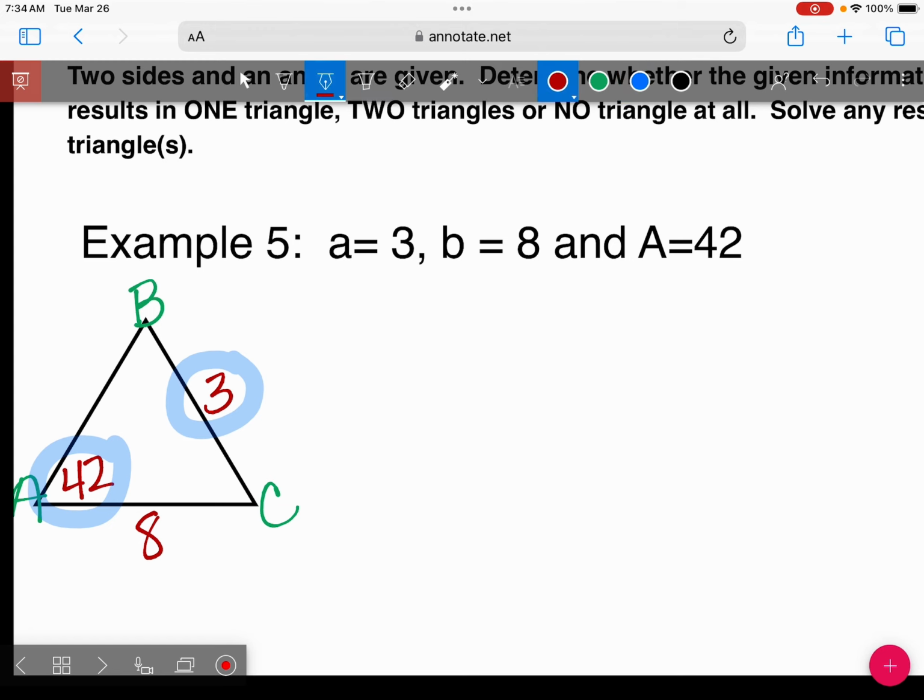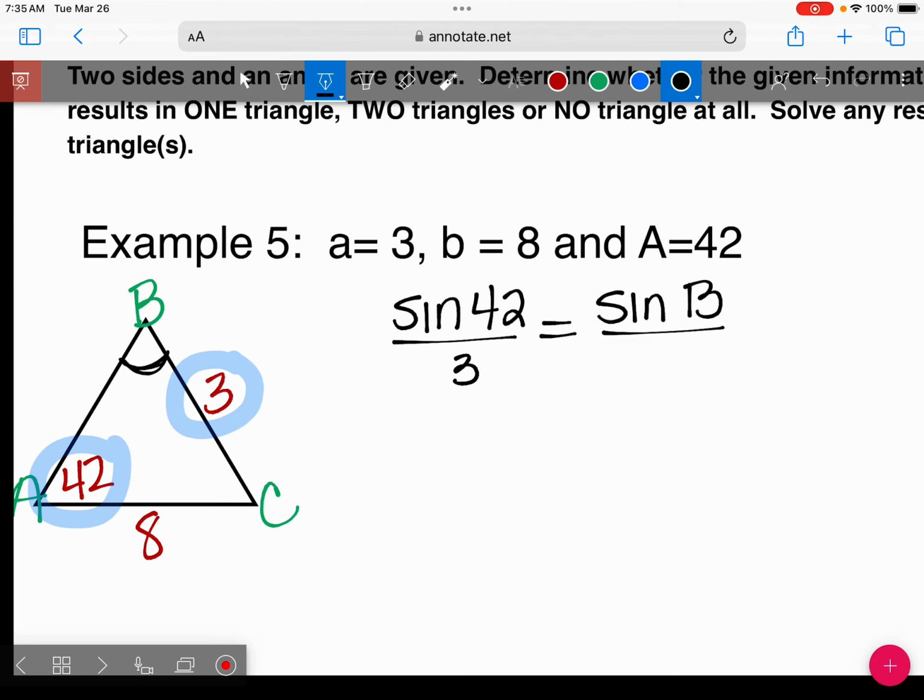So we're going to start with sine of 42 over 3. And we have to start by finding angle B. Okay, so we don't know angle B. So we're going to start here, which will be the sine of B over 8. Now, because we're trying to find an angle, we will need to do the inverse function.